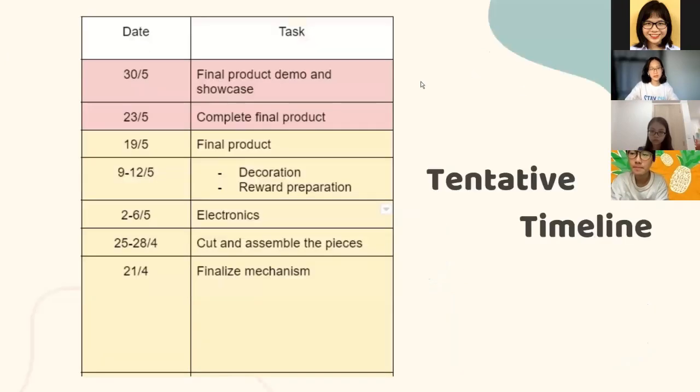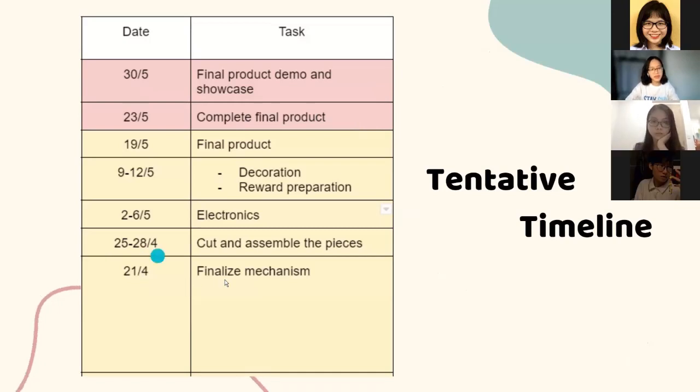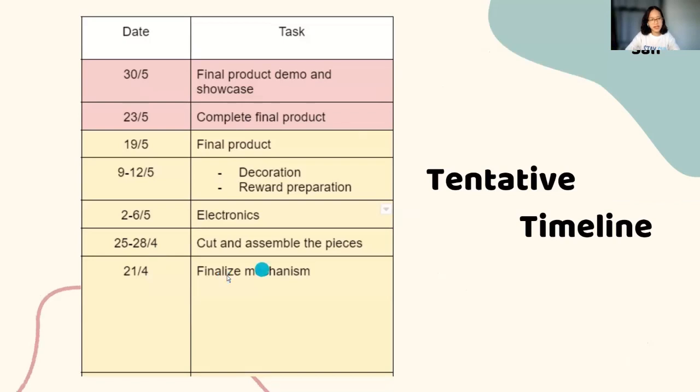Yep, so we have proposed a tentative timeline, which is expected to facilitate our progress. From here to next week, we will finalize our mechanism, and from here to May the 15th, we expect to complete our final product after the declaration and reward preparation. And on May 23rd, we expect to complete the final product, and then we will have a final product demo and showcase on the last day of May.